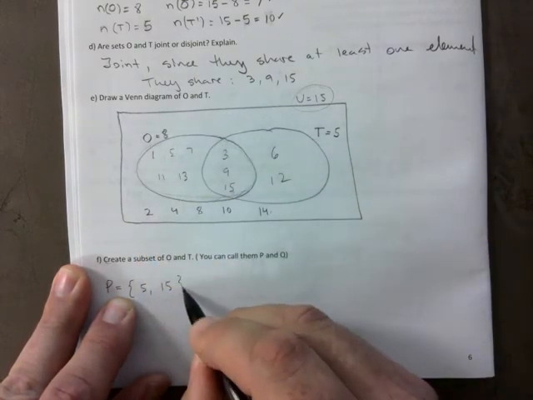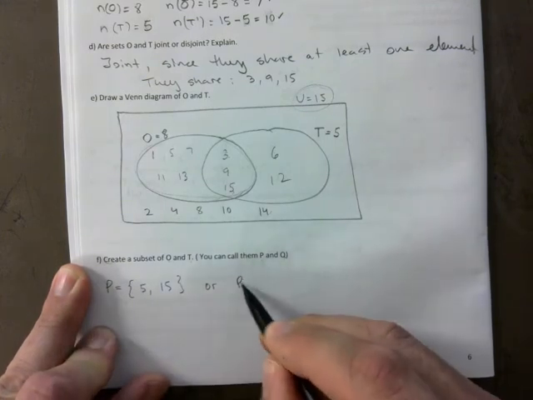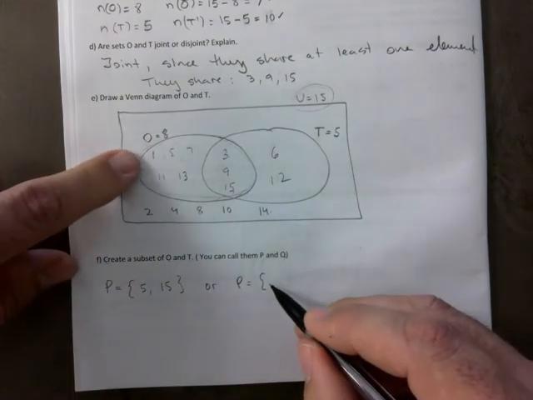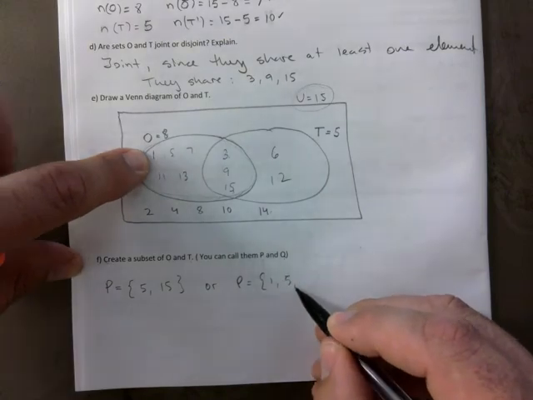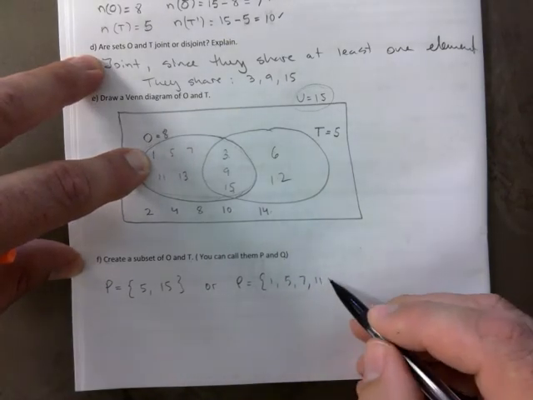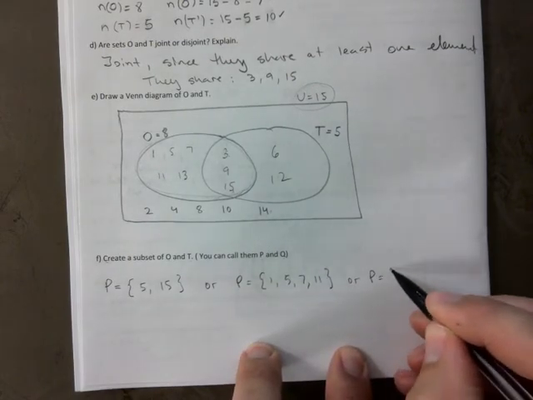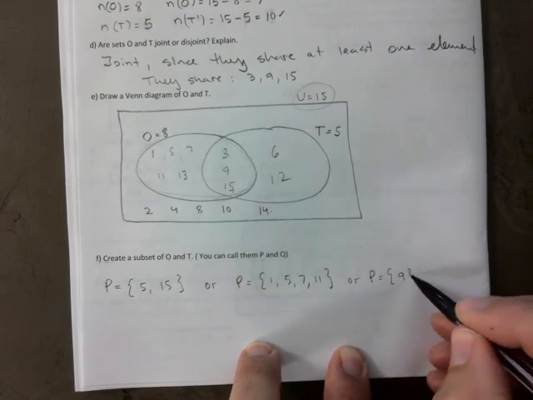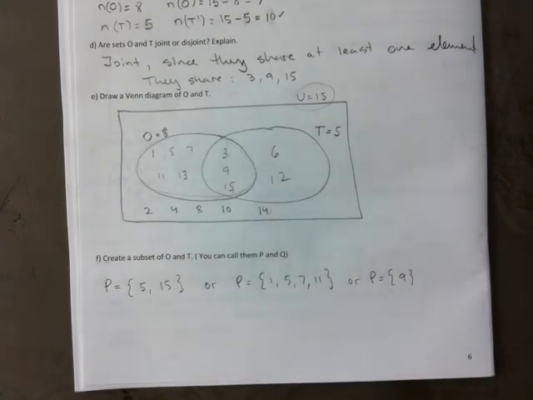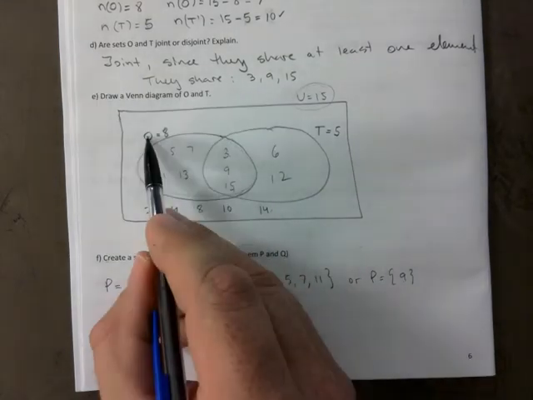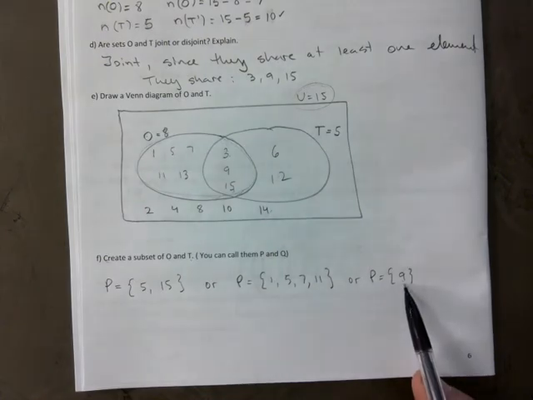Okay, that's it. Or you can be fancier if you'd like, and you can go 1, 5, 7, 11, right? You can add more if you want, but any amount that you grab from the original is a subset. Mr. Dirksen, would this be okay if I just did this? Would just 9 be a subset of O? It's part of O, isn't it? And there's something in there, so yeah.